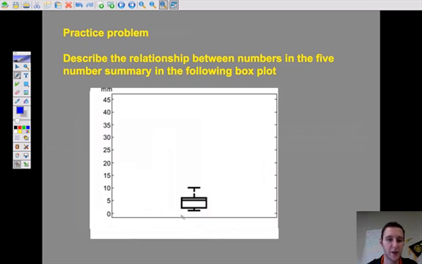Here is your next practice problem. Describe the relationship between the numbers in the 5-number summary in the following box plot. Okay, so here's this box plot. Make a couple comparisons between numbers in the 5-number summary.